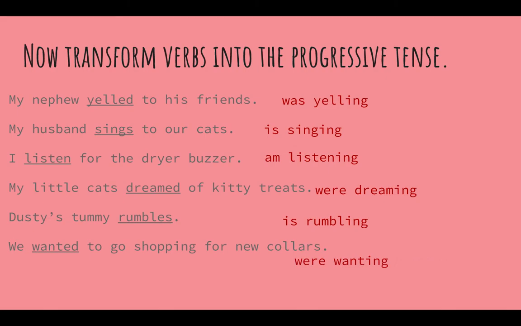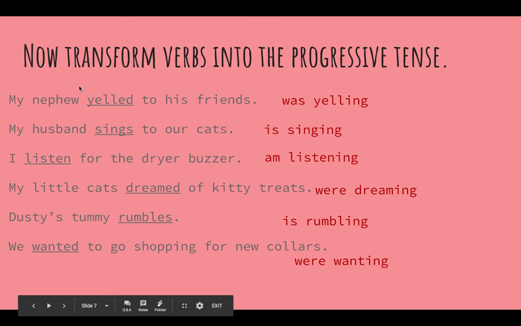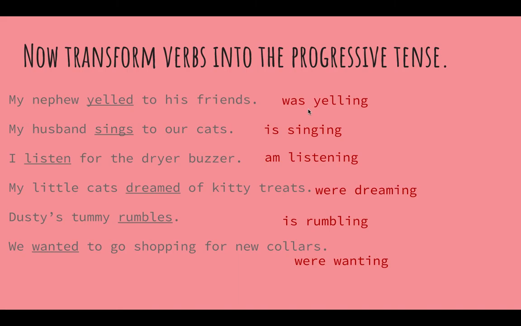All right, so hopefully you're starting to see not only the different progressive tenses, which are the past progressive, the present progressive, and the future progressive tense, but also how to change a sentence that has a regular past tense into a past progressive, or a regular present tense into a present progressive.